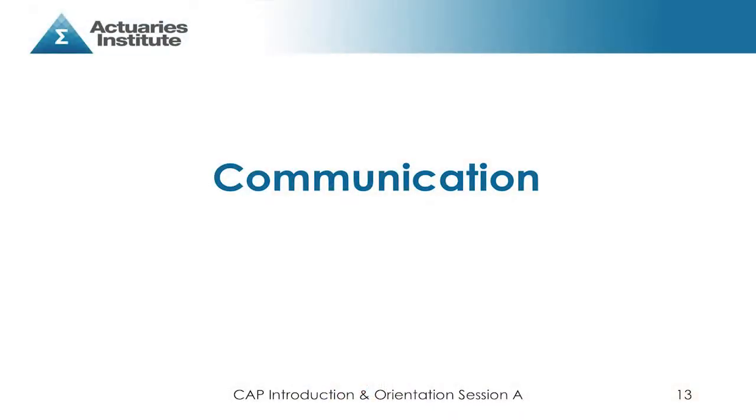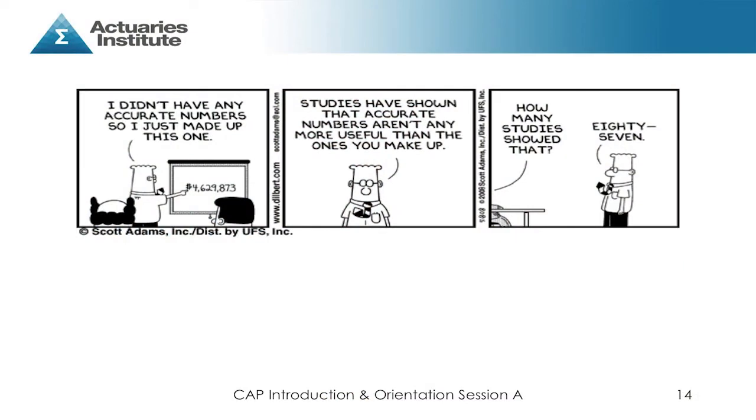I mentioned communication. Communication is a word we use a lot. The key issue about communication can be summarised in several ways. This cartoon suggests several things about communication. So we've just made up this number. We are, after all, actuaries. Are accurate numbers actually important? So the question was, how many studies showed that? 87. A rather precise number.